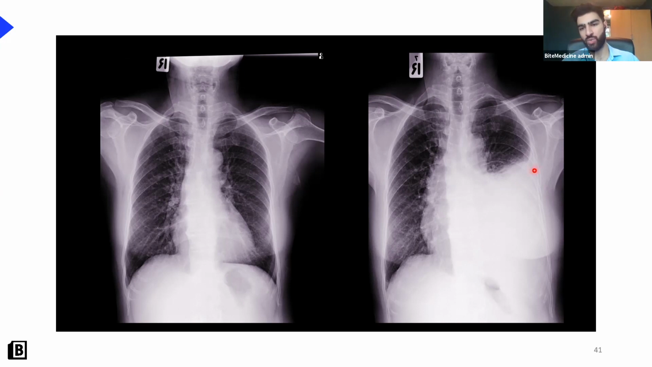So if we look at this, this is white. It's got a meniscus. You've lost the hemidiaphragm and the costophrenic angle. It's therefore an effusion.